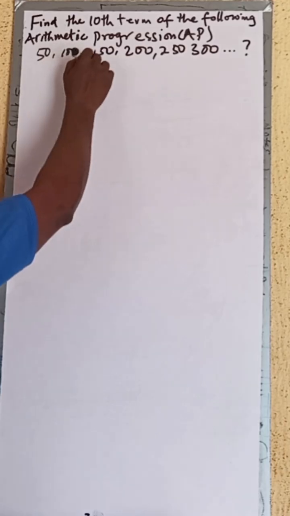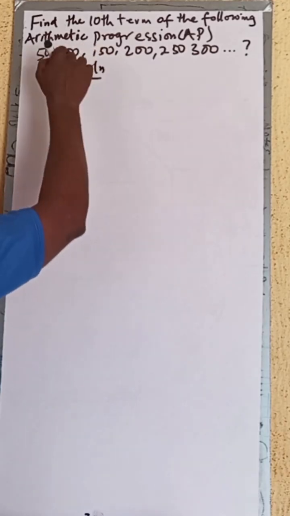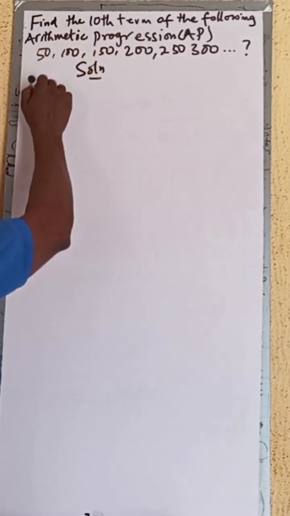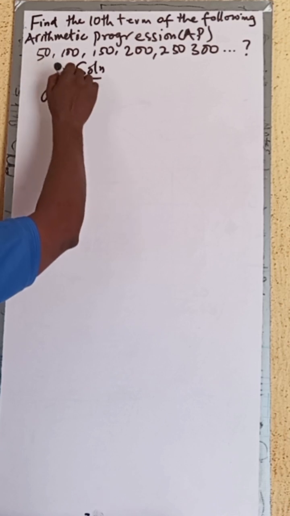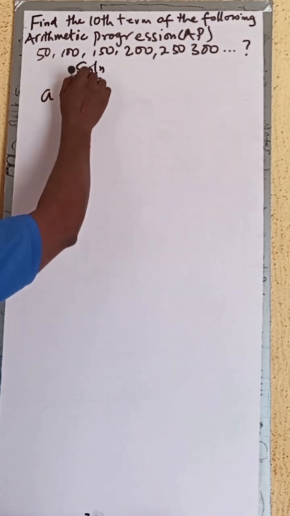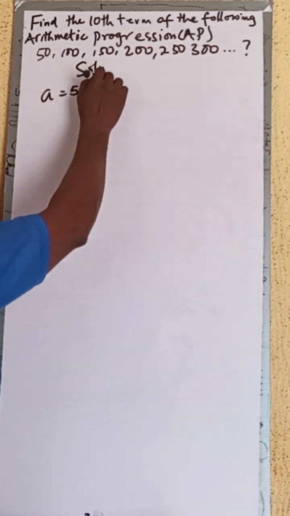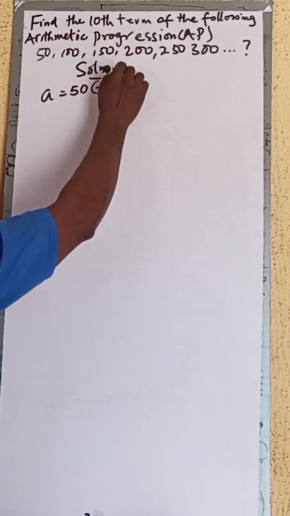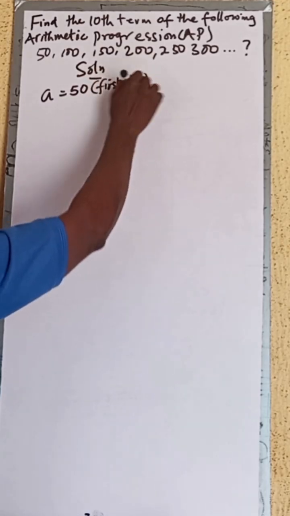So, solution. You can see the solution here. First term is A. A is equal to 50. That is the first term.